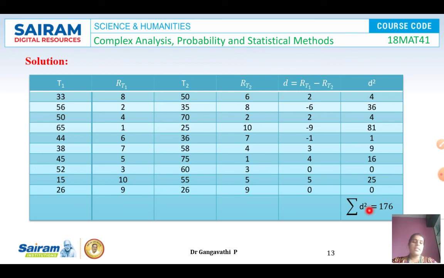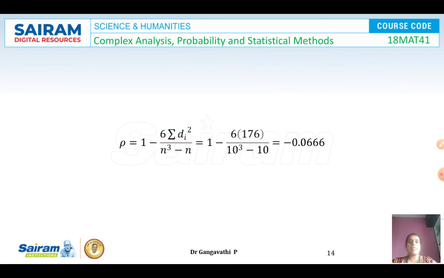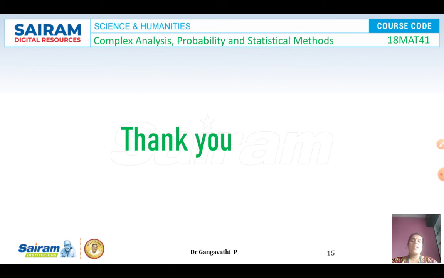The sum of these d square values is 176. That value can be substituted in the main formula, and you get the value as minus 0.666. So this is how the rank correlation is evaluated for a set of data. Hope you have understood. More problems are solved in the notes which have been uploaded, so have a look at them. Thank you all.